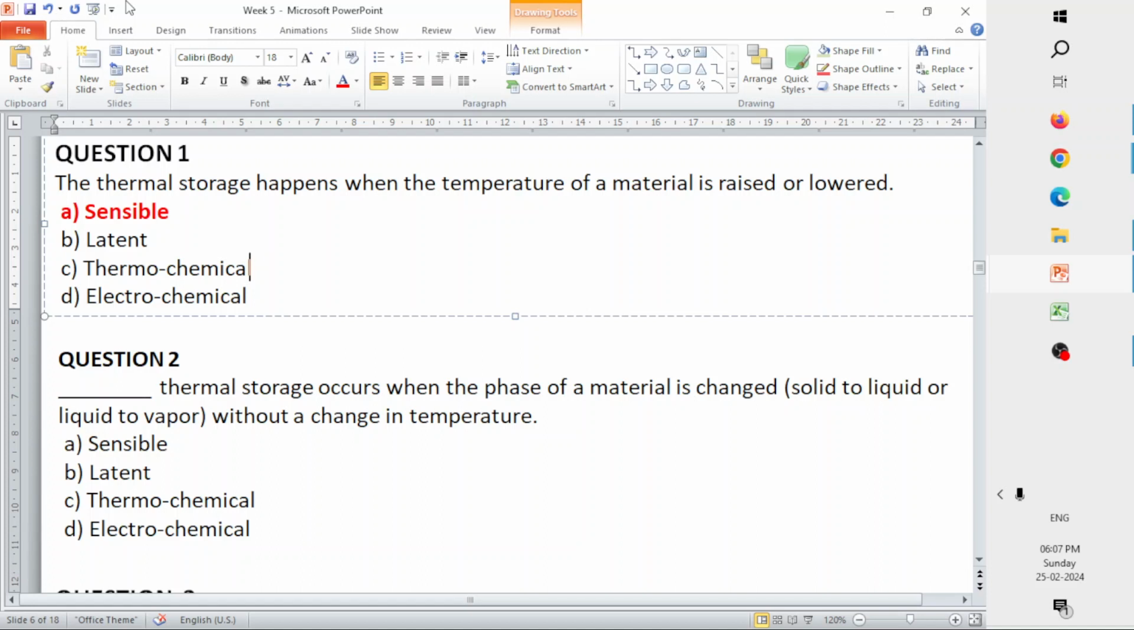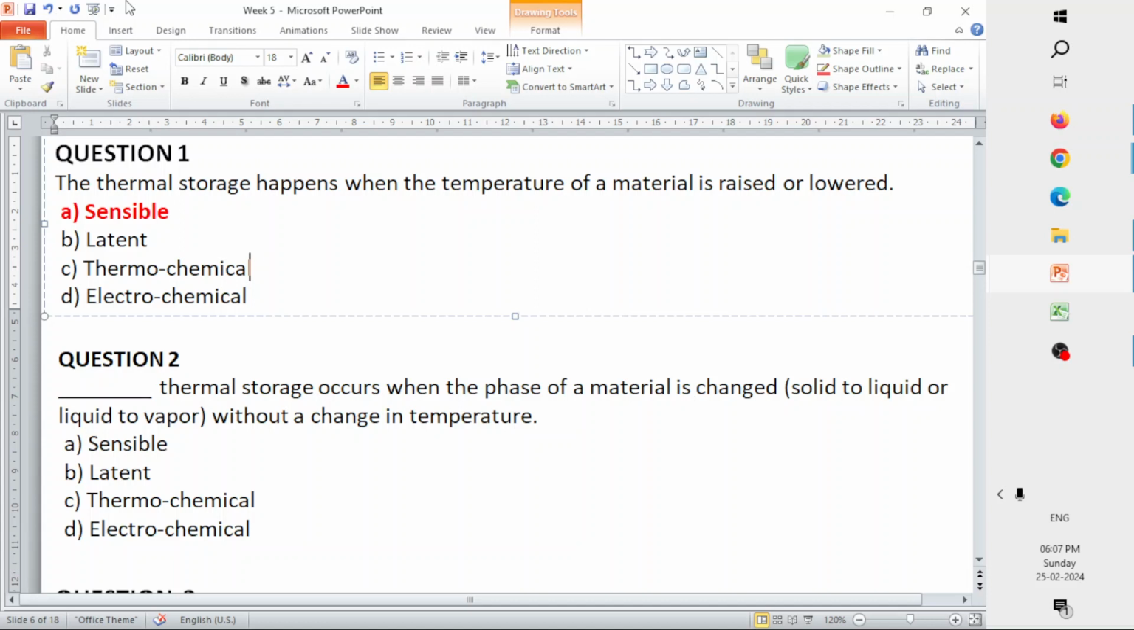But one of the main important points to notice here is that the reaction that you are going to take should be reversible in nature. If it's irreversible in nature, then you may not be able to reverse your product back to the reactant and take out the heat from it. So this is one of the limitations or criteria for using a thermochemical energy storage system.